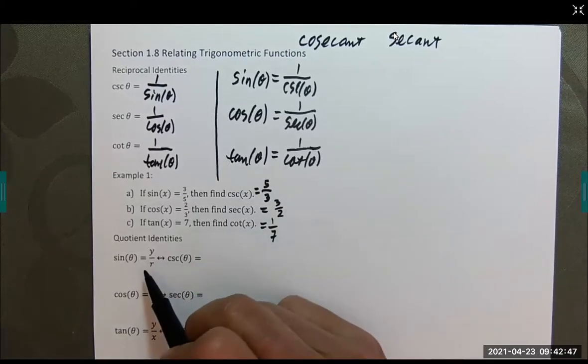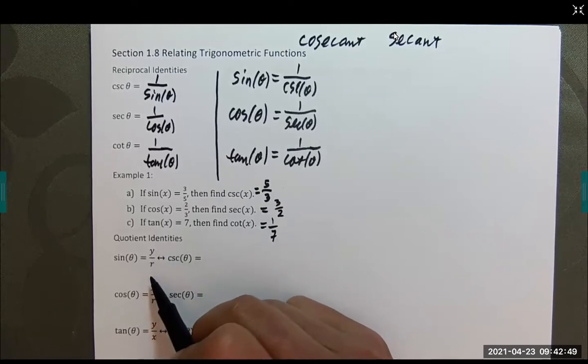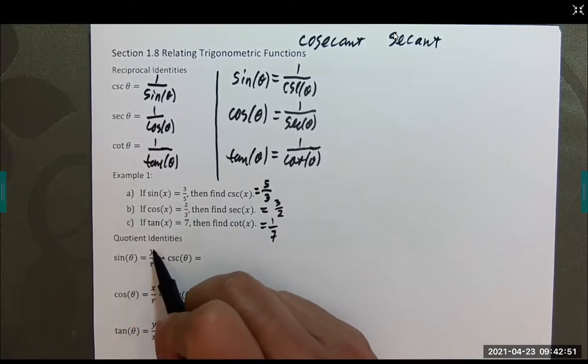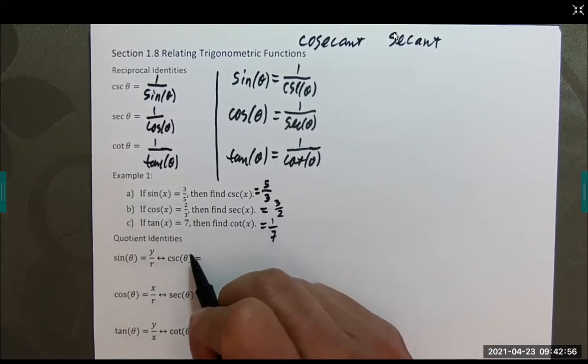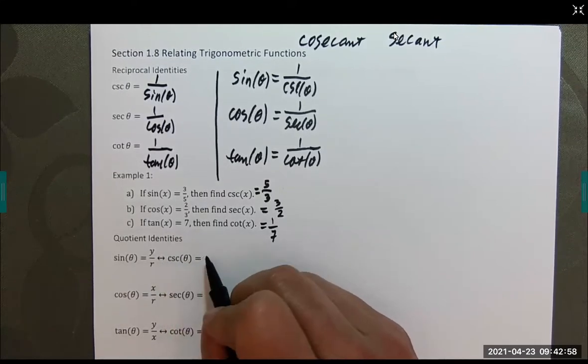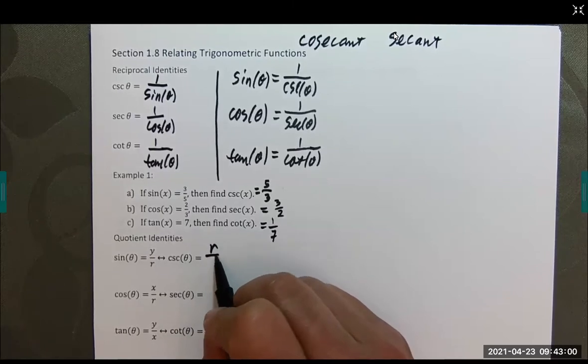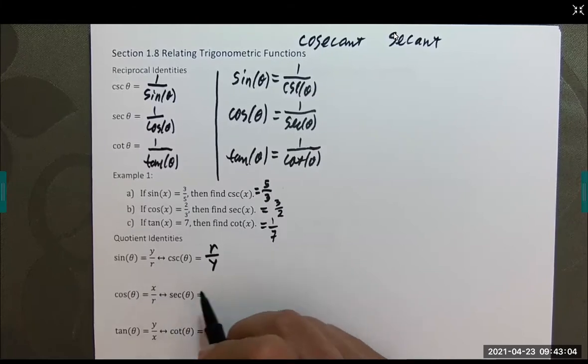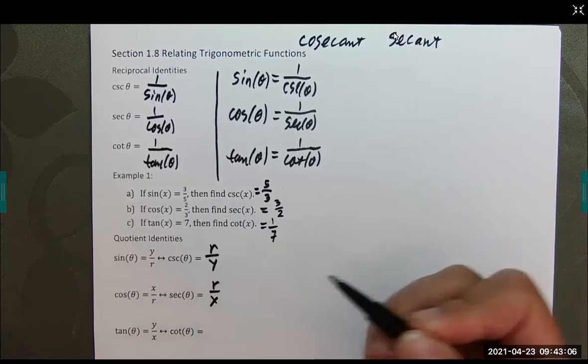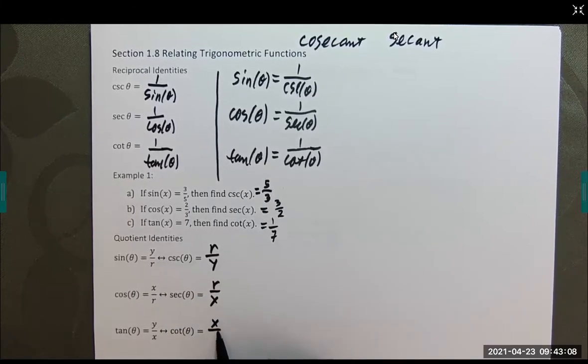Now, when we come to the identities, the actual quotient identities where we're using y, x, and r, again, the reciprocal of sine of theta is y over r. That means that cosecant is r over y. Secant is going to be the reciprocal here, r over x. And cotangent is the reciprocal of tangent, which is going to be x over y. So you can see they're kind of opposites of one another.